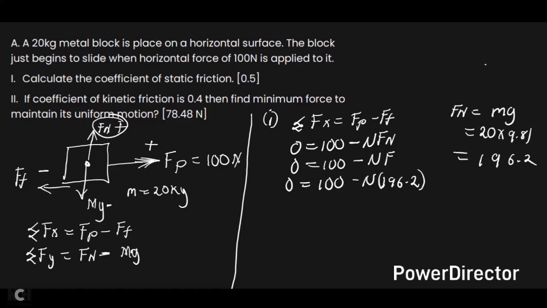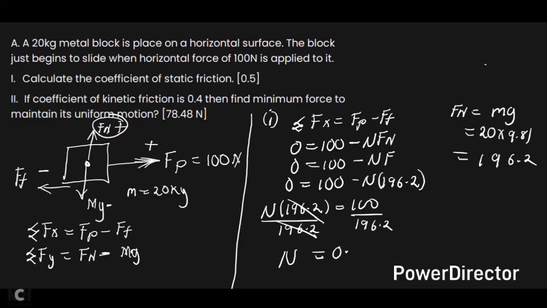When this goes to the other side, mu times 196.2 is equal to 100. So mu equals 100 divided by 196.2. When you divide 100 by 196.2, you will get something like 0.51. So that's the coefficient of static friction, which means that we have answered question 1. Now let's also go on to question 2.